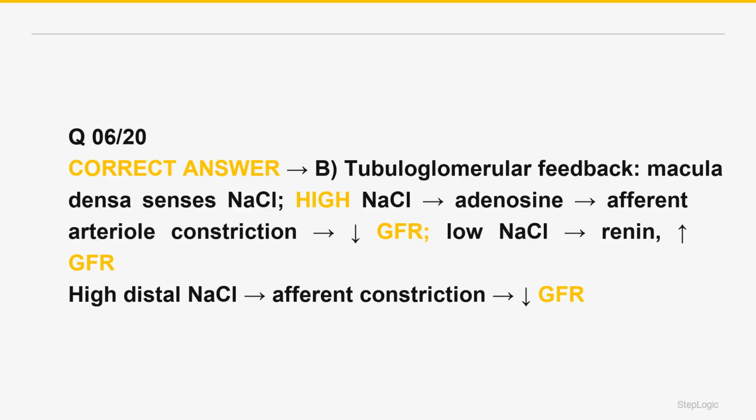The response is a negative feedback loop. When distal NaCl delivery is high, indicating GFR is too high, the macula densa releases adenosine, which constricts the afferent arteriole, lowering glomerular pressure and bringing GFR back down. Conversely, when distal NaCl is low, GFR is too low, the macula densa signals to dilate the afferent arteriole and stimulates the juxtaglomerular cells to release renin, activating angiotensin II, which constricts the efferent arteriole, both raising GFR. The macula densa-driven afferent constriction in response to high NaCl is tubuloglomerular feedback.